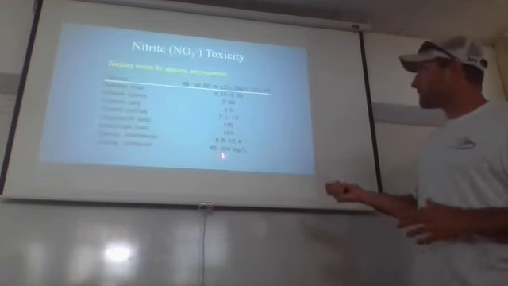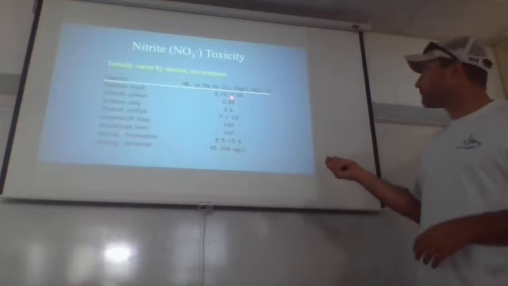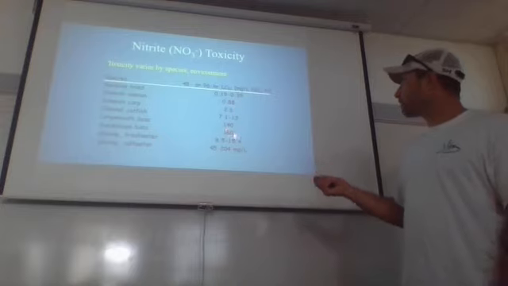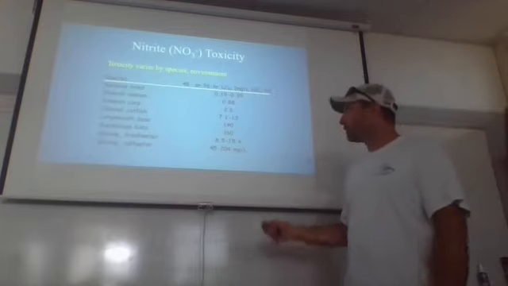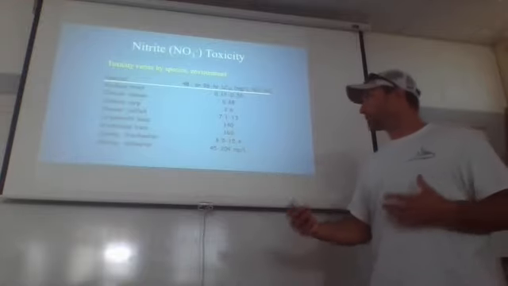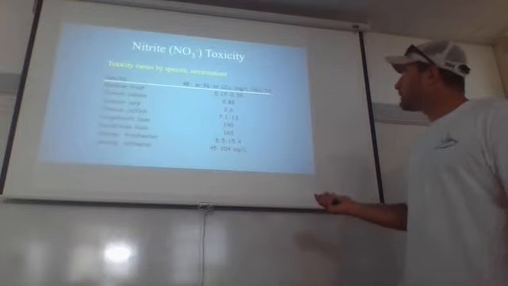So again, different species have different levels, some on huge orders of magnitude from 0.2 to 0.4 all the way up to 160 to 200, depending on what they're living in. They're saltwater, freshwater, and what other kinds of conditions they're in.